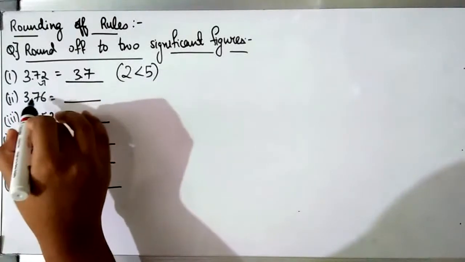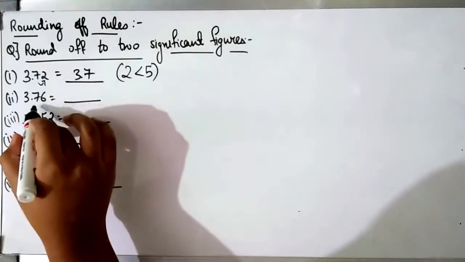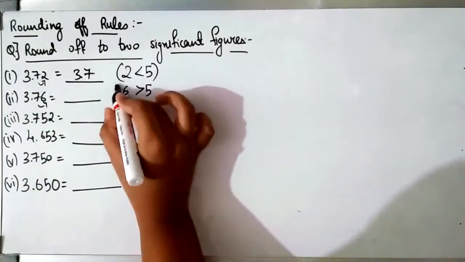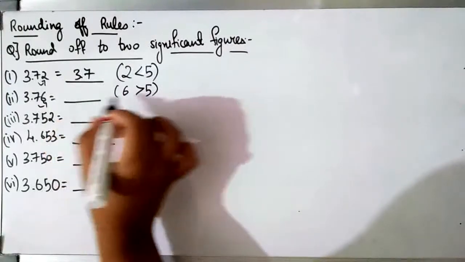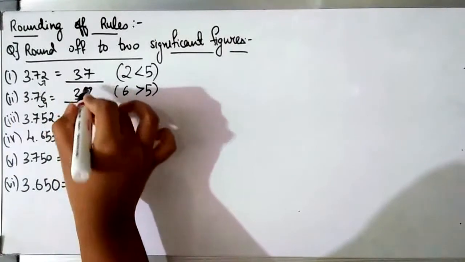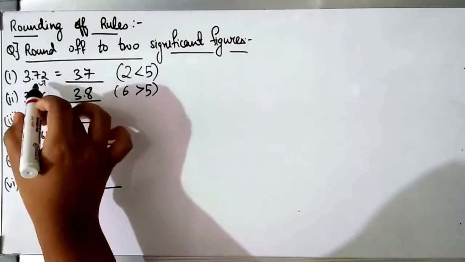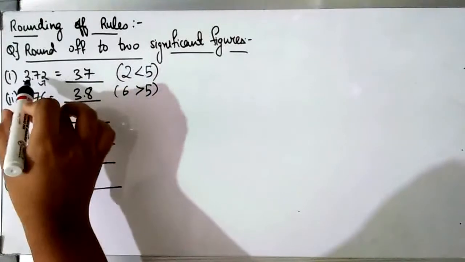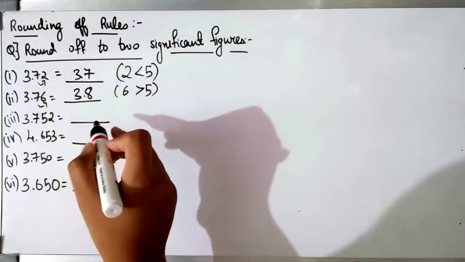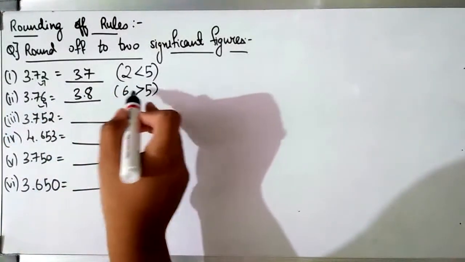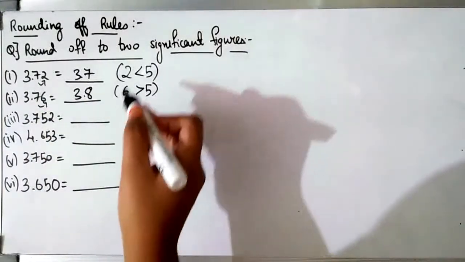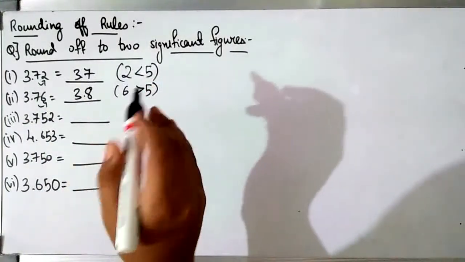Now in the next one we've got 3.76. After 7 we have a number which is greater than 5, that is 6. 6 is greater than 5. When we get such a number where it is greater than 5, we are going to increase the number when rounding off. So this 3.76 becomes 3.8. In the previous one we had 2 which was less than 5, so we let the number remain the same, that is 3.7. In the next one we have got 6, which is greater than 5, so we round off the number to the next greater digit. If it is less than 5, we let it remain the same.